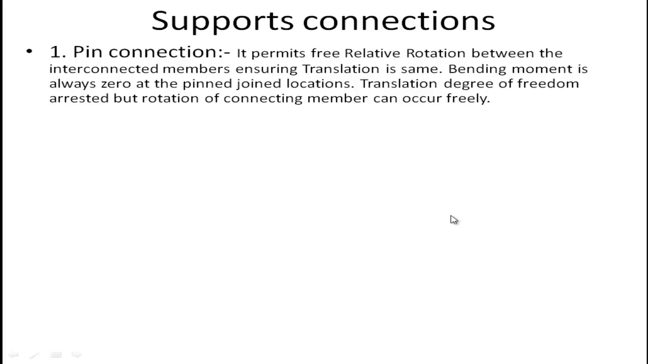Pin joint basically permits free relative rotation between the interconnected members, ensuring translation is the same. And here the bending moment is always zero at the pin joint locations. Translation degree of freedom is arrested, but the rotation of connected members can occur freely. Here I will show you how a pin joint is usually seen.